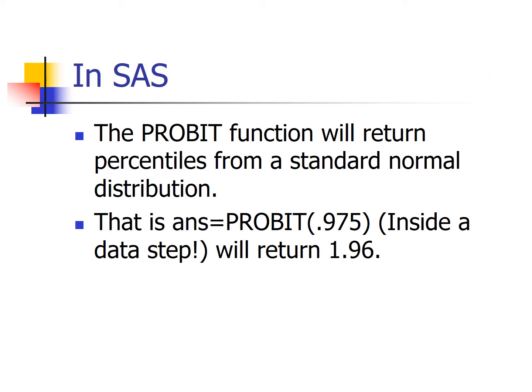We could actually find percentiles in SAS fairly easily. So we use something called the probit function. The probit function will return percentiles from a standard normal distribution. So if you use answer equals probit 0.975, of course you have to do that within a data step, and then you do a proc print, you'll get the value 1.96. So 1.96 is the critical value for a 95% confidence interval, which again, remember we said corresponds to the 97.5th percentile of a standard normal distribution.